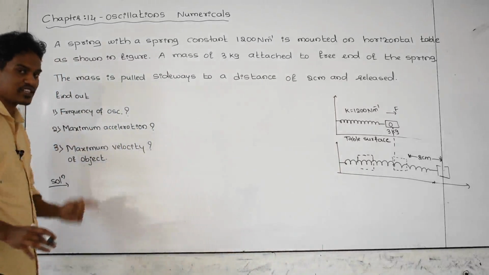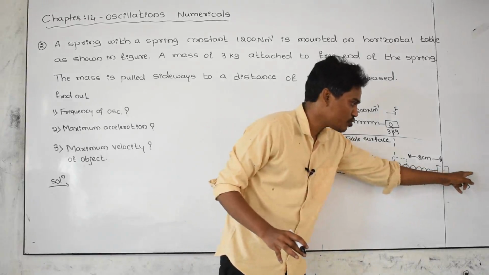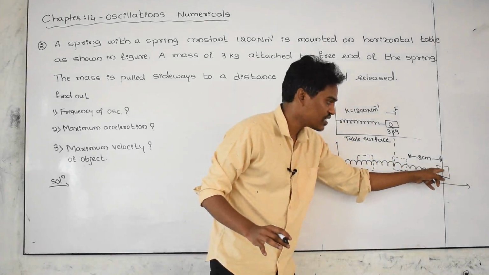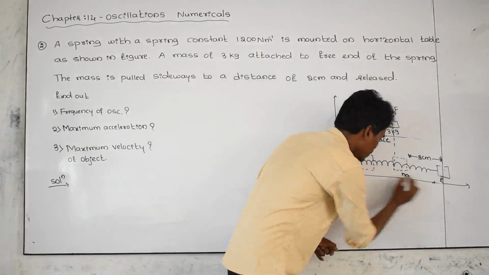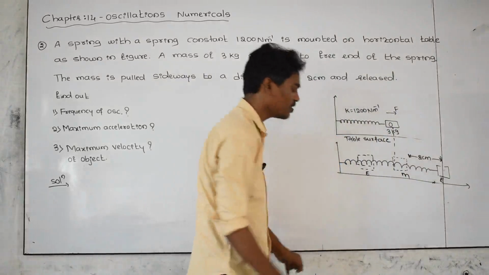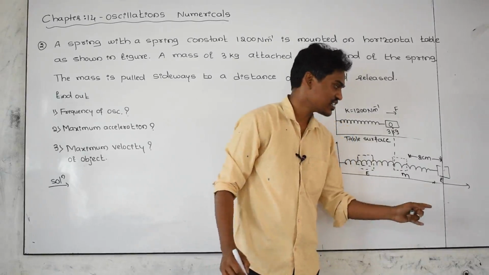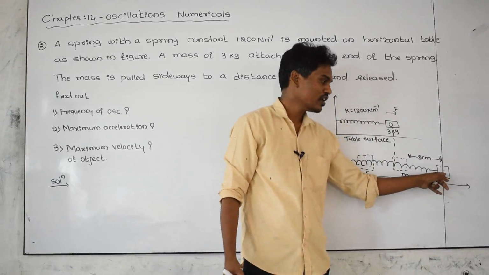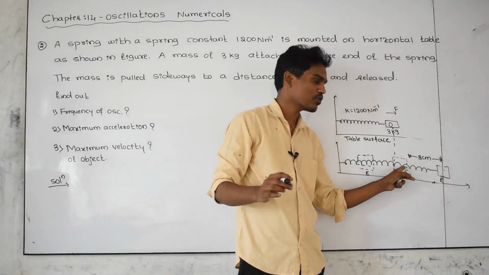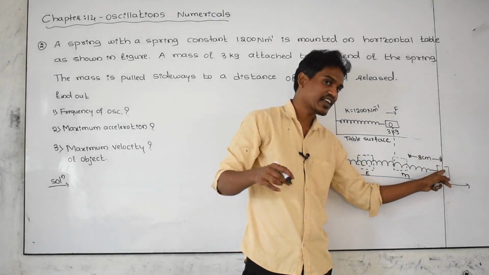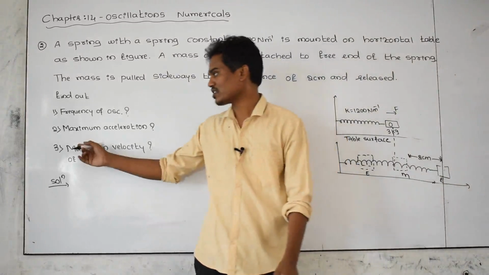Second one, maximum acceleration. At the mean point, acceleration is equal to 0. At the extreme point, because of the restoring force acting on the body in this direction, the acceleration of the body is maximum at the extreme point. This is the mean point, this is the extreme point, this is the extreme point. How to find out the acceleration? The formula is there, that is omega square y. What is the acceleration of the body at the extreme positions, you need to find out. Because we need not find out the acceleration at the mean point, because acceleration at the mean point is equal to 0. The body gains acceleration only at extreme positions, that you need to find out as the maximum acceleration.